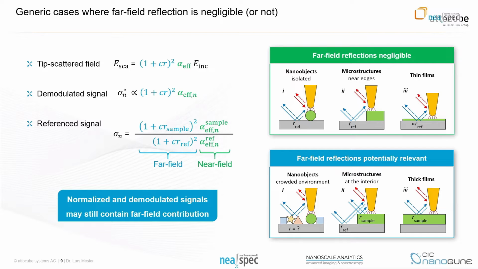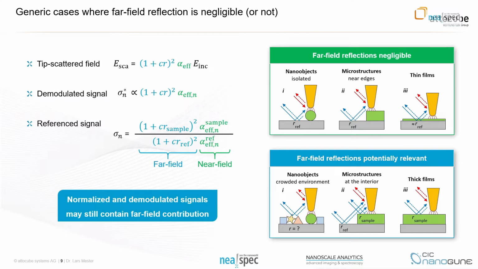Here are depicted some cases where the R sample is the same as the R reference, and then they will cancel. If you have a small nano object, like a virus on a substrate, and you also normalize to the substrate, the far-field contribution will cancel, so you don't have to worry about this. The same is true if you're at a microstructure measuring near the edge, but you illuminate the tip via the substrate. Again, far-field doesn't matter. If you have a very thin film, the far-field reflection is almost the same as in the reference, so they will also cancel.